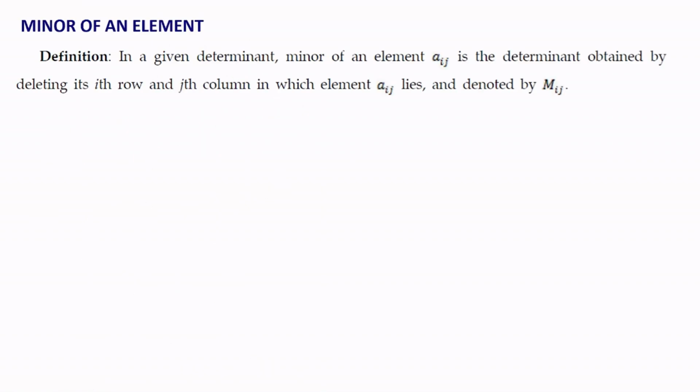And next we have the next term, which is minor of an element. In a given determinant, minor of an element Aij, it is the determinant which is obtained by deleting the ith row and the jth column in which Aij lies, and it is denoted by Mij. So we get the minor of an element Aij by deleting the ith row and the jth column.